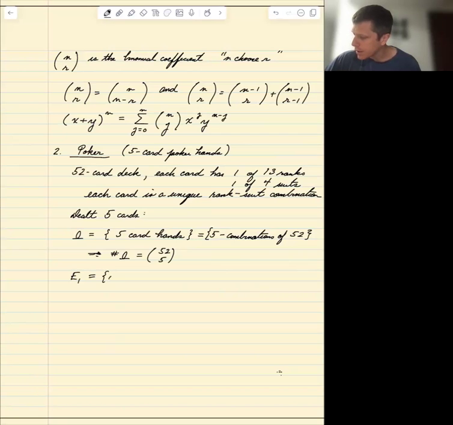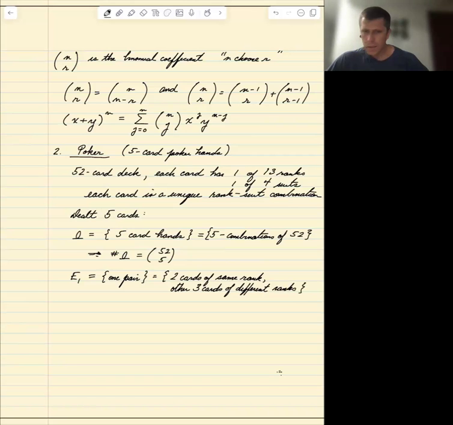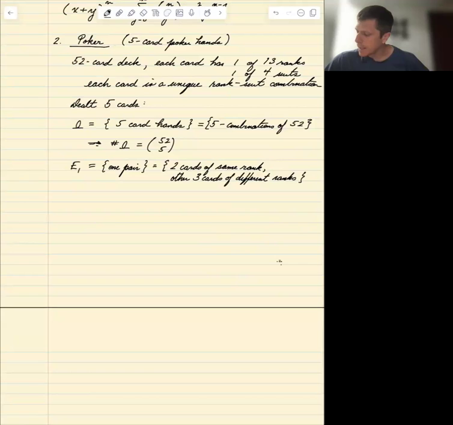What is 1 pair? 1 pair means you have 2 cards of the same rank, and the other 3 cards of different ranks. Let's be clear. A pair would be something like ace of hearts, ace of diamonds, king of hearts, 9 of spades, 2 of clubs. That's a pair.